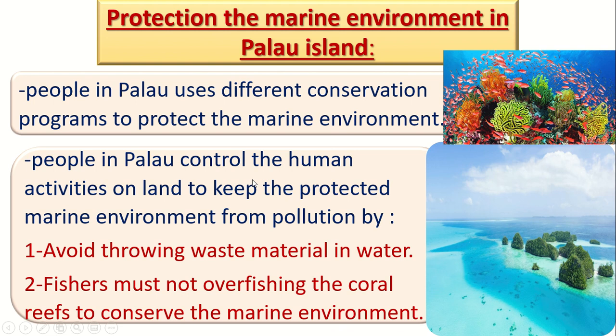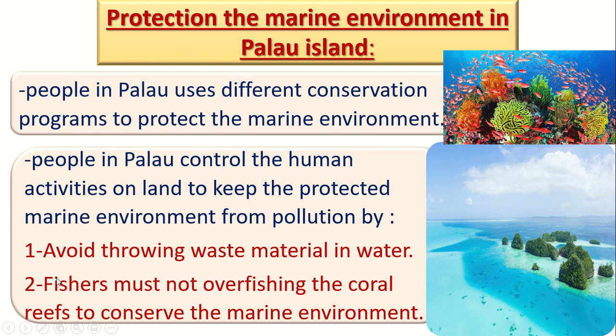How do they control the activities of humans? Number one, they are avoiding throwing waste materials in water. They are never throwing any waste materials in the water in Palau Island. It's not allowed. So they have no water pollution.